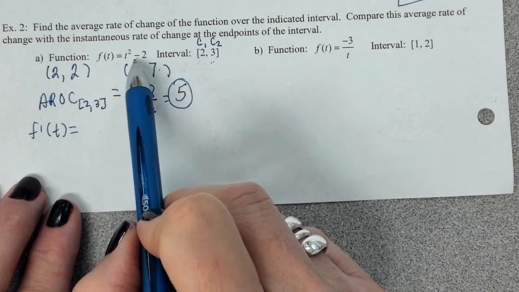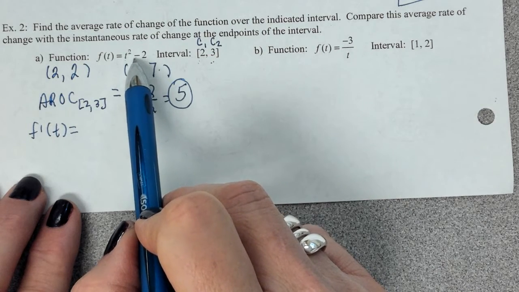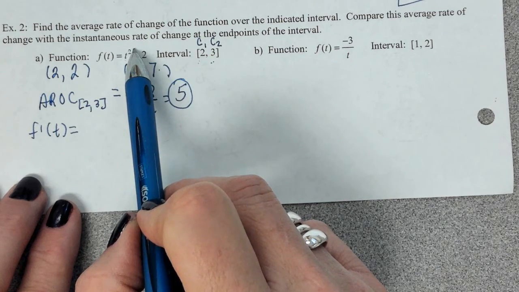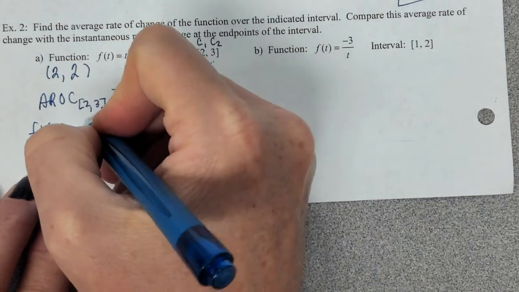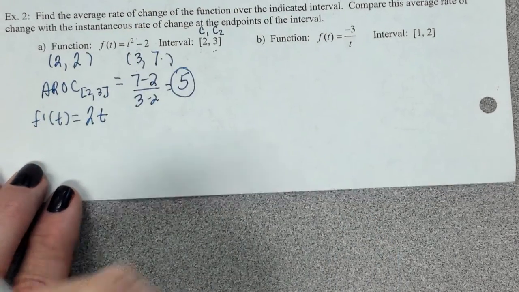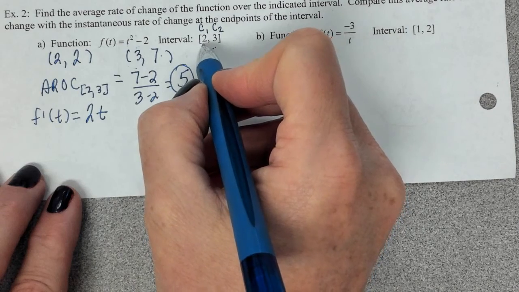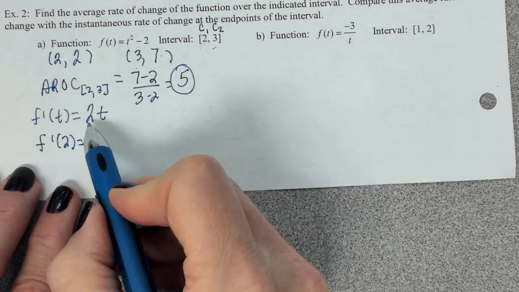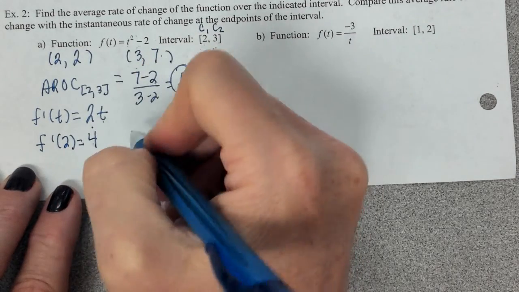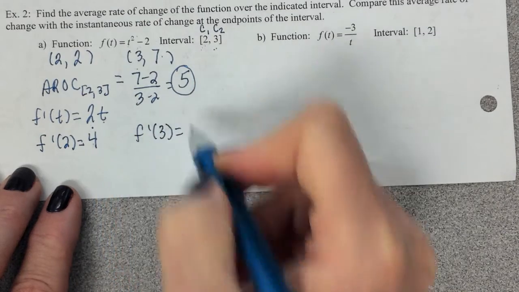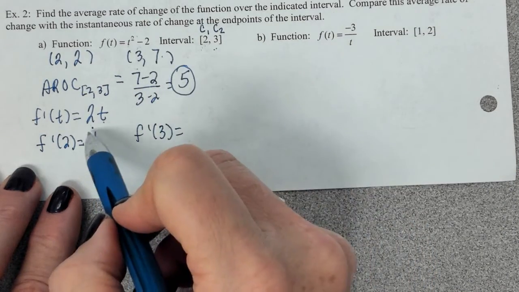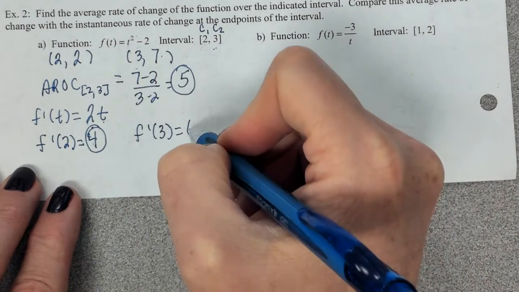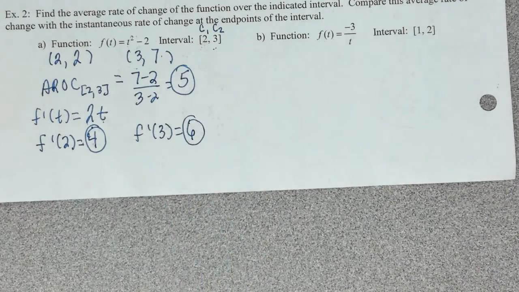Lauren, what's the derivative of this? Be 1 times 2, it's 2t, not just t. So 2t is going to be our derivative. And so then I want to find the instantaneous rate of change at 2, so I do f prime of 2. Plugging that in, 2 times 2 is 4. I want to find f prime of 3, and so plugging that in, it's going to be 2 times 3, which is 6. So here's our instantaneous rate at 2, instantaneous rate at 3.